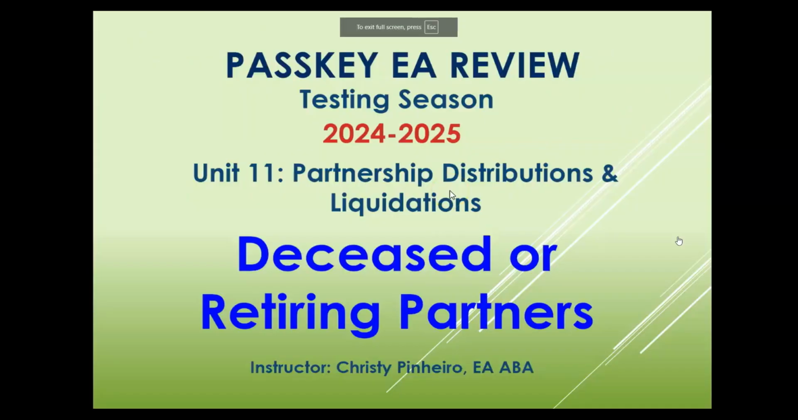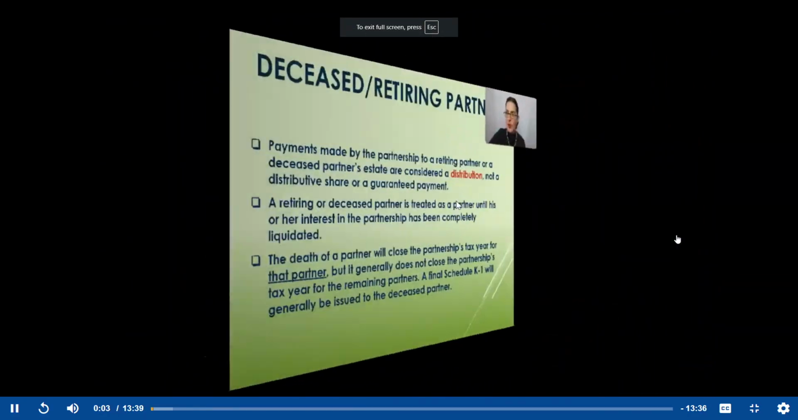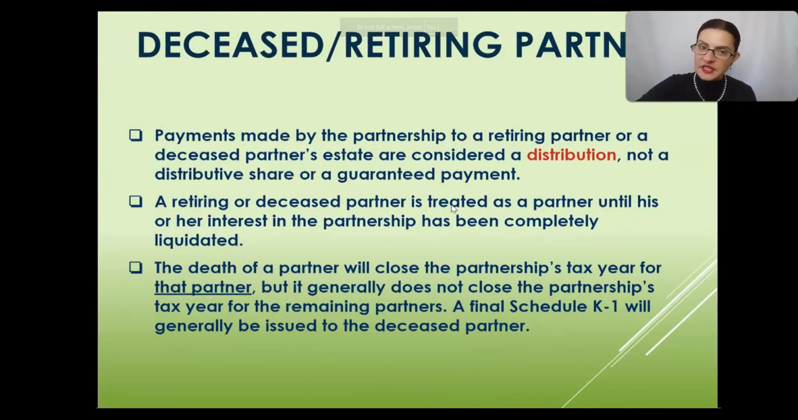Deceased or retiring partners. Now, sometimes you will have a situation where the partnership continues on, but one partner will drop out. Either they will retire or they'll leave the business, or sometimes they will die, and then they'll get a liquidating distribution. Payments made by a partnership to a retiring or a deceased partner's estate are considered a distribution, not a distributive share or a guaranteed payment.